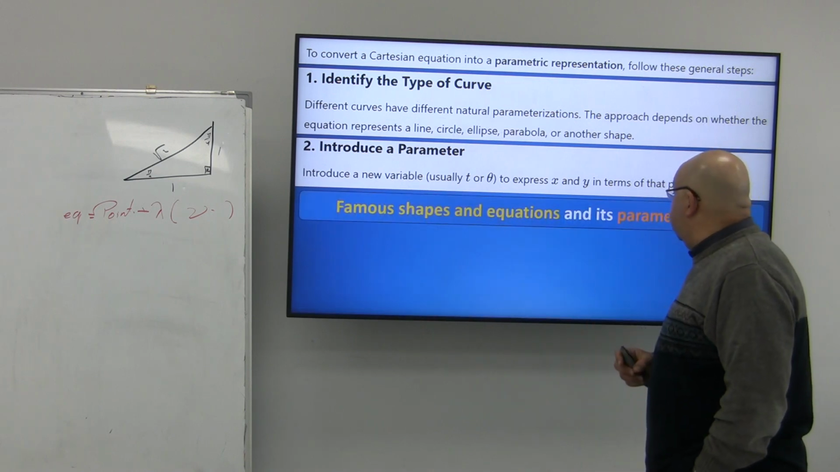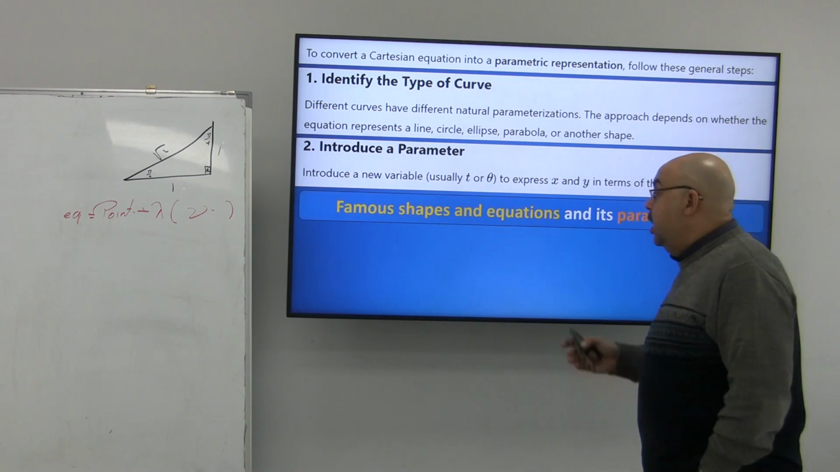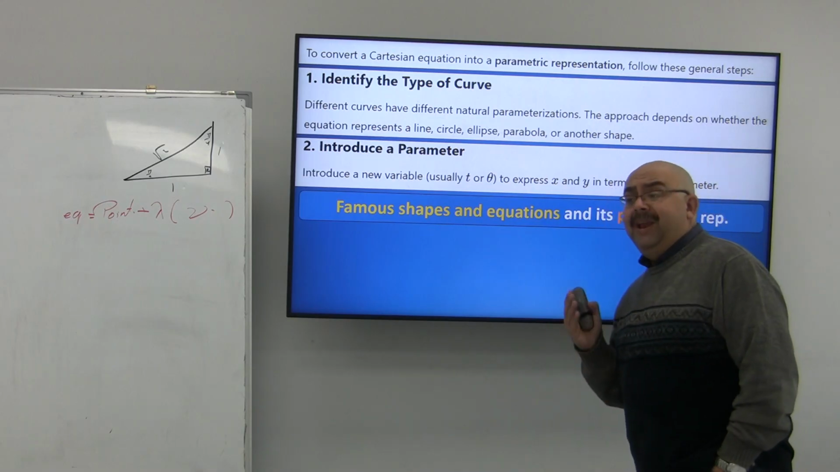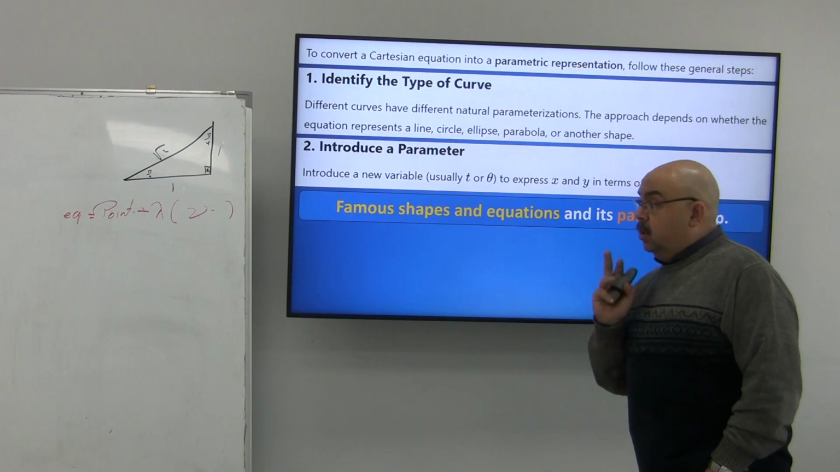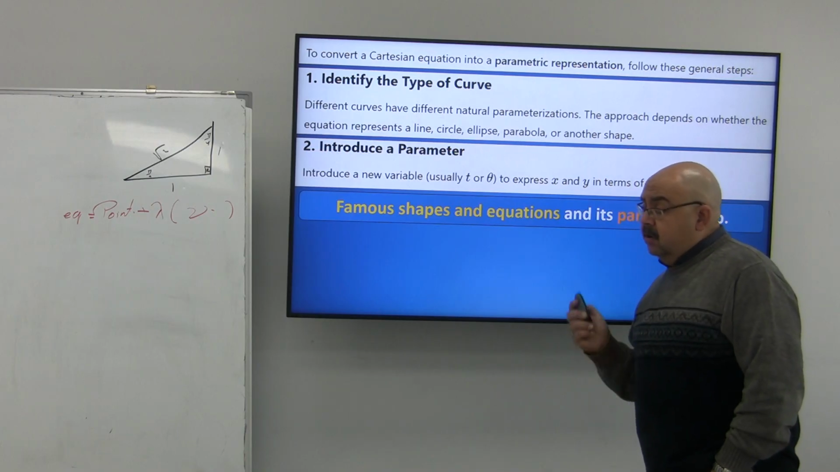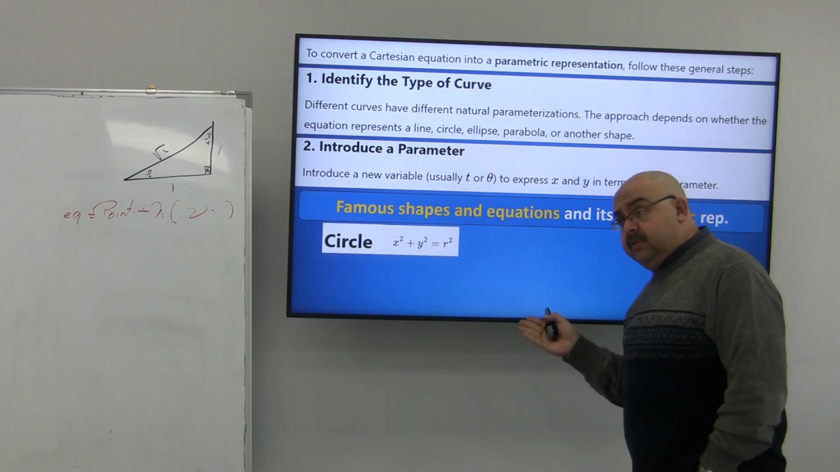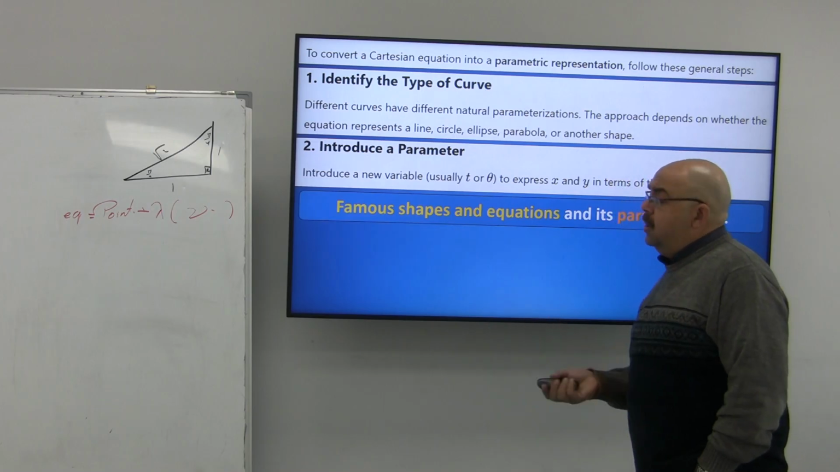Famous shapes and equations and their parametric representations. Unfortunately for this part, you will have to memorize some of these equations. The good news is, for the famous ones, like the circle for example, you already know the equation of a circle.